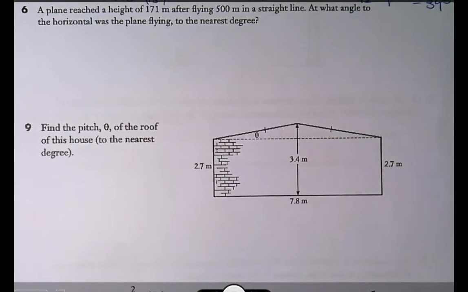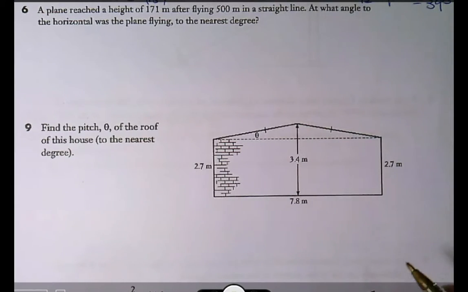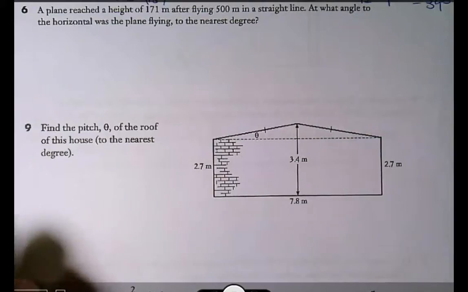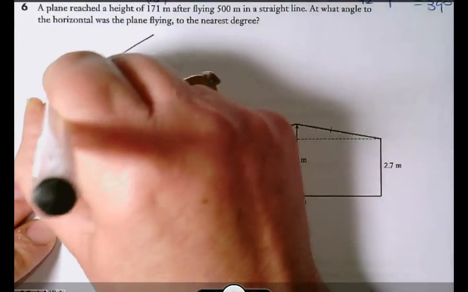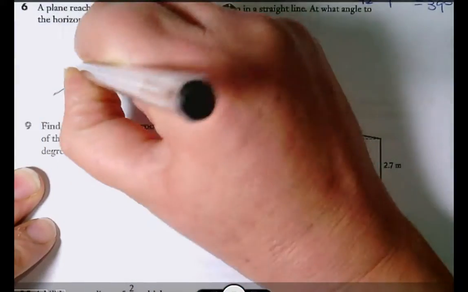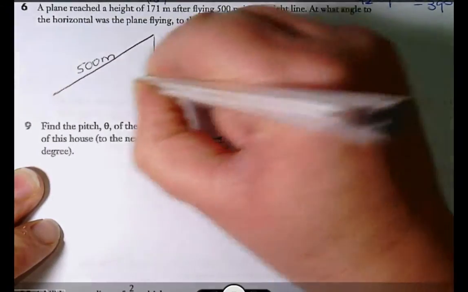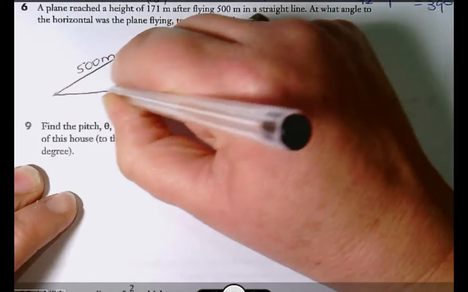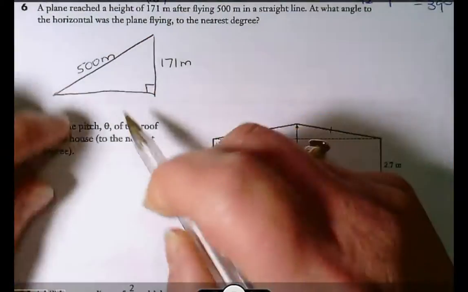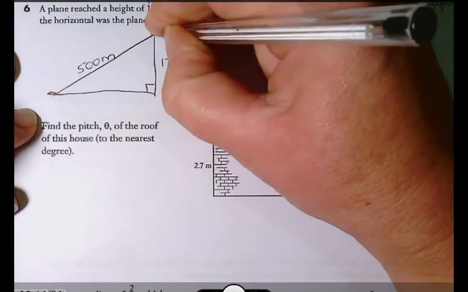Okay, just continuing with question 6. A plane reached a height of 171 metres after flying 500 metres in a straight line. So the plane will be going like this. And it flew 500 metres in a straight line, and the plane reached a height of 171 metres. So I can draw a right angle triangle here. So the plane will start here and end up here.